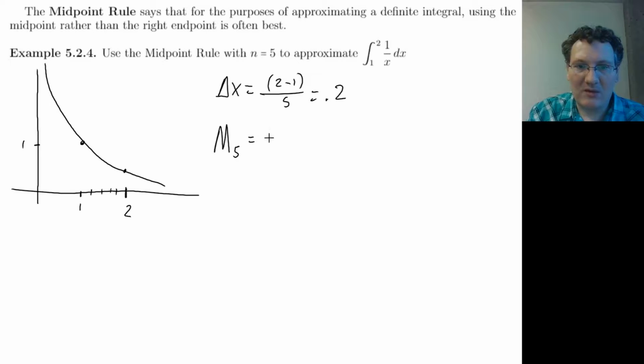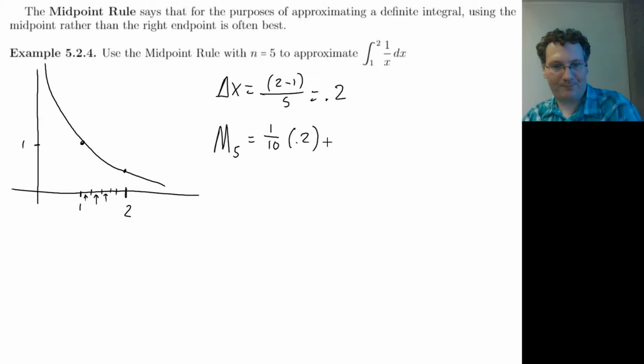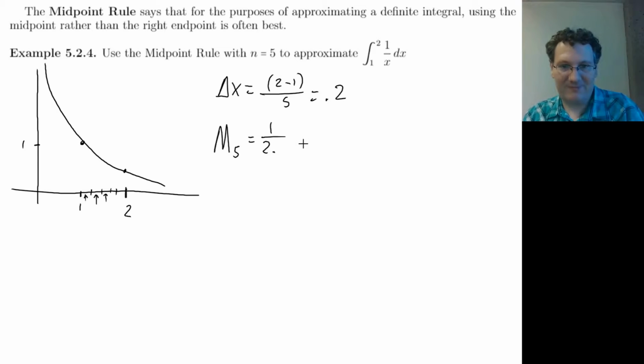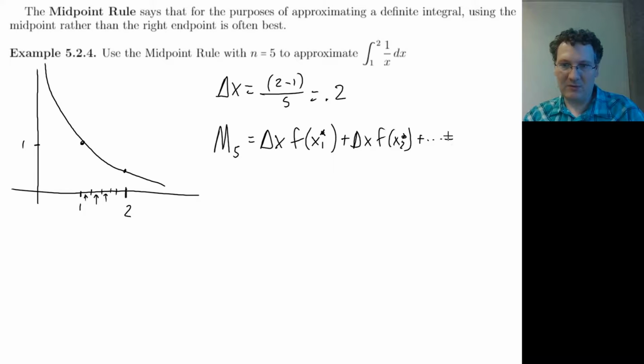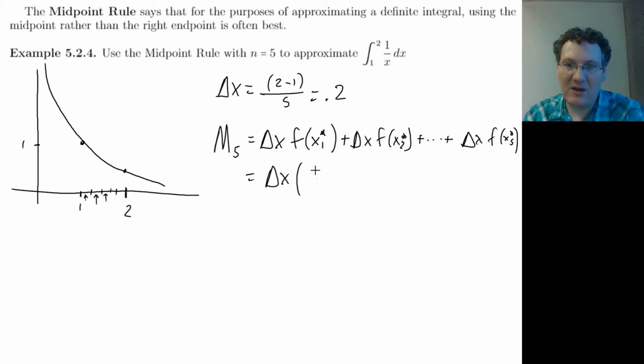sum with 5. We're going to have the midpoints of these. It's 1 over 2.1. So they all have a width of delta x times f of x1 star plus delta x times f of x2 star all the way up to delta x times f of x5 star. Now the delta x's can be factored out, and then it's going to be f of x1 star plus all the way to f of x5 star.